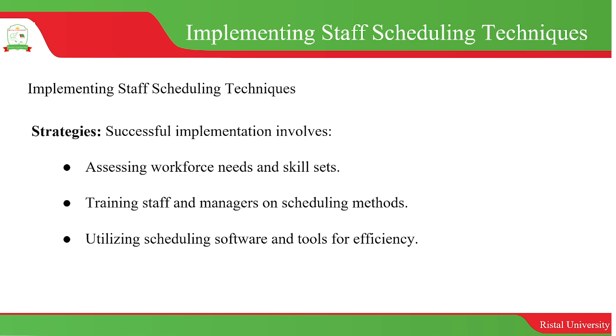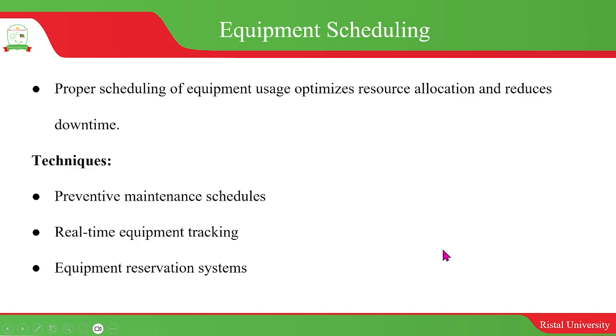We have the strategies. Successful implementation involves assessing workforce needs and skill sets, training staff and managers on scheduling methods, and utilizing scheduling software and tools for efficiency. Proper scheduling of equipment usage optimizes resource allocation and also reduces downtime. The techniques here are preventive maintenance schedules, real-time equipment tracking, and equipment reservation systems.